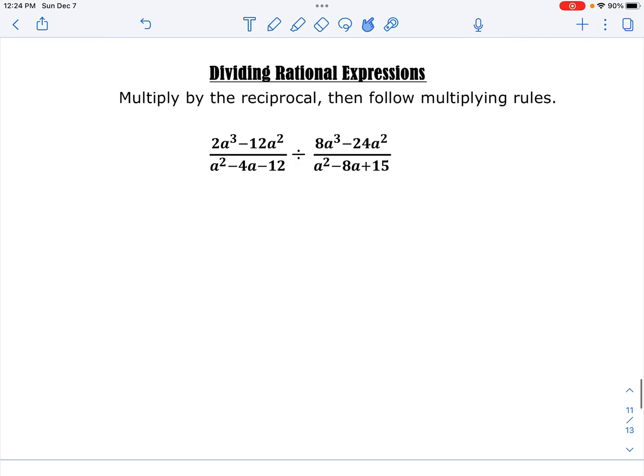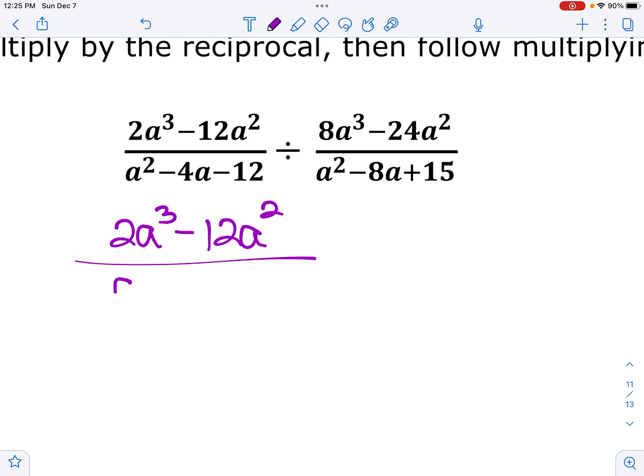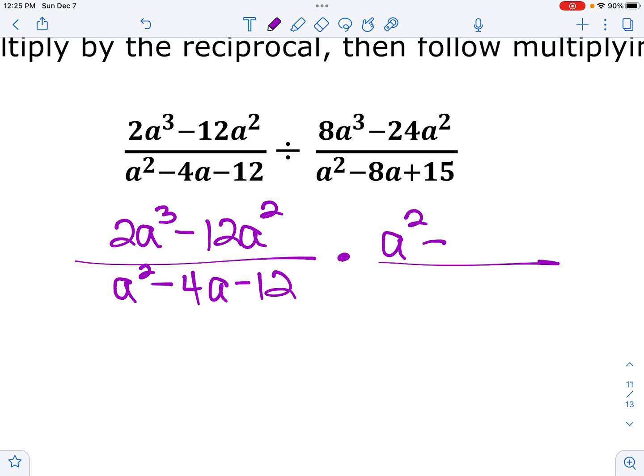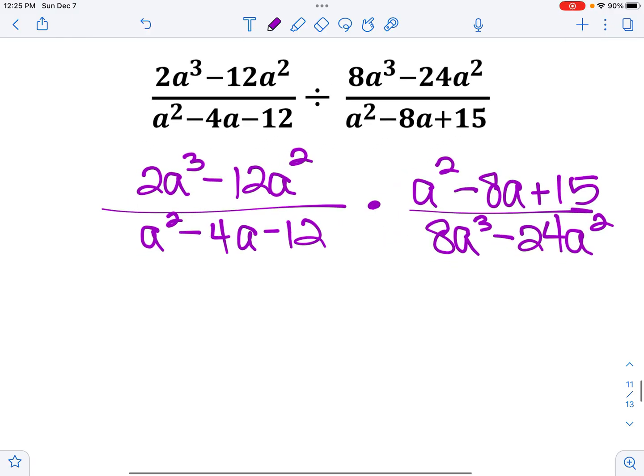Okay, one last problem that I'd like to go, and I think then you've got it all. So this one, I will just rewrite it first. Okay, times the reciprocal of this. Oh, wow. It's a big one, huh? Okay, so here we go. Now, we're going to factor everything.